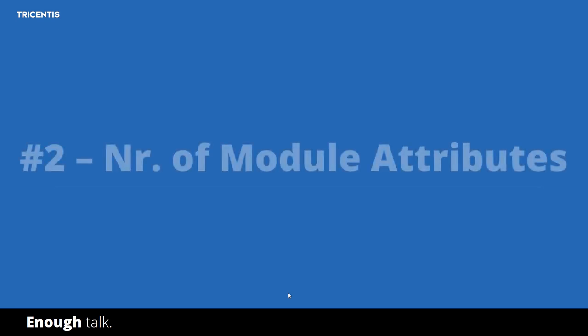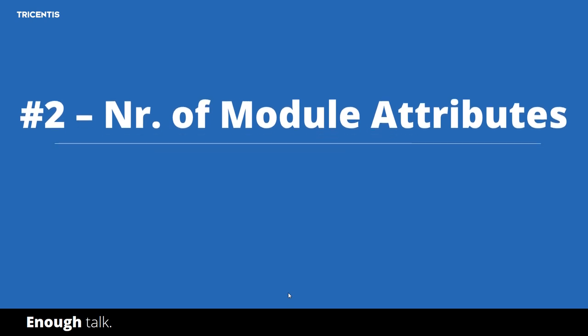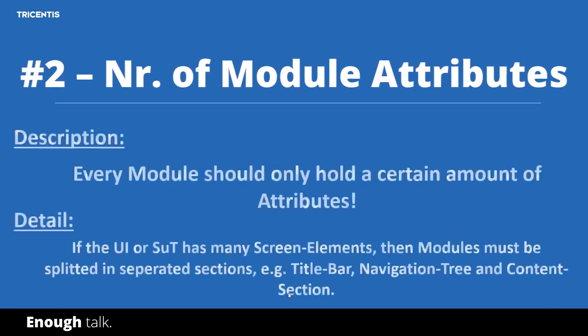Okay, let's go to the next one. It's kind of an easy one and a more intuitive one. The number of module attributes in your test case. So for readability and maintainability, every module should only hold a certain amount of attributes. A simple rule of thumb we always train is that you should have as many module attributes as you have controls on the screen. But that does not always work, because if you have more than 15 or 20 controls on your screen, the module gets unreadable and not easy to maintain, and also not easy to use, right?